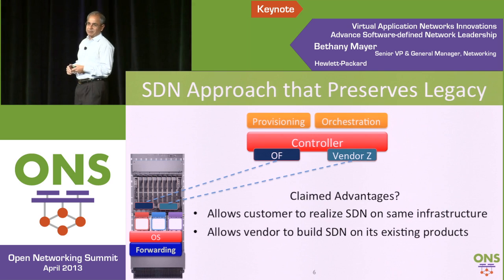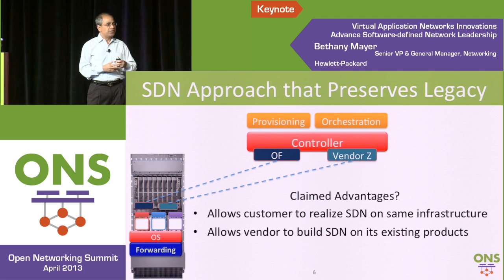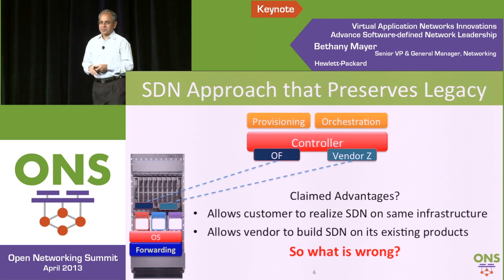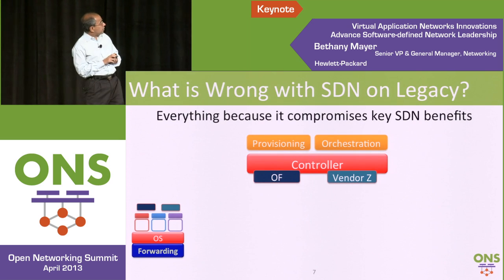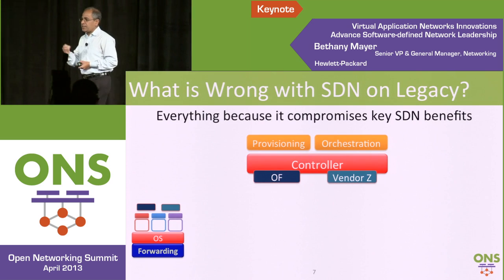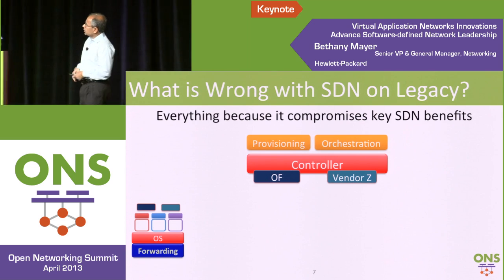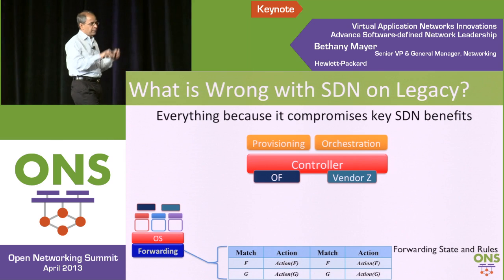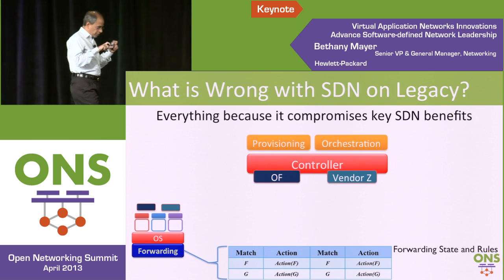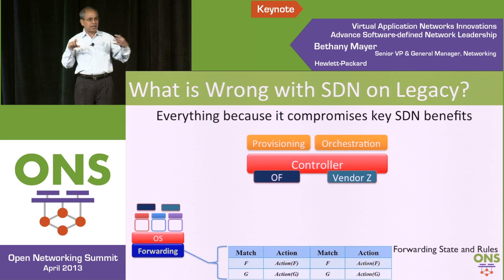At some level it seems pretty good, right? You can have your existing infrastructure, existing boxes, and do SDN. So the question is, what is wrong? I think what is wrong is that everything is wrong because it compromises the basic SDN. Let me explain what I mean by that. If you imagine this particular thing, the most important thing is the forwarding state.